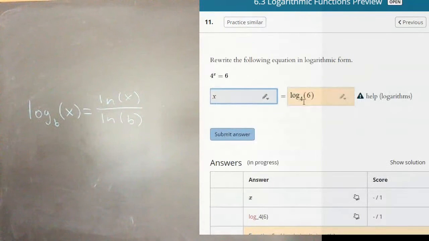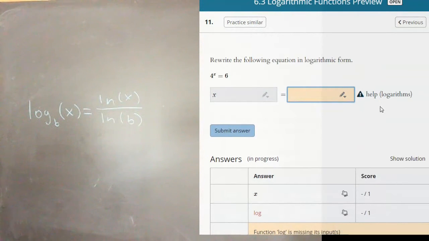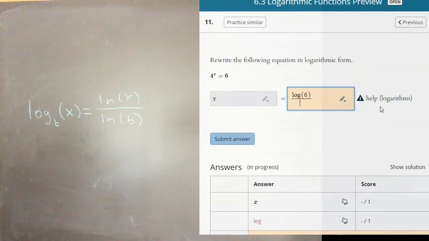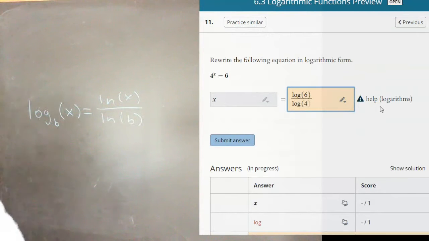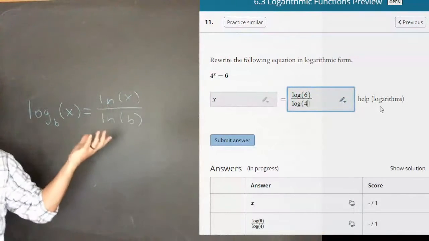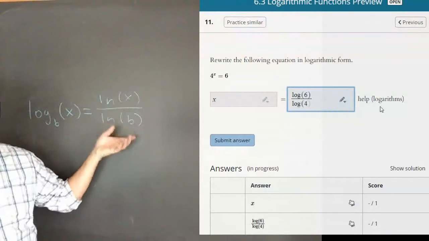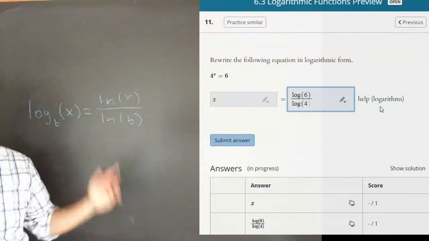So we'll hit the try again. And here, instead of log sub 4 of 6, we'll write it out as what they were saying. They're saying, try and write it like this: log of 6 divided by log of 4. And you'll notice that I used ln here, but it doesn't matter what base log you use. You can use log base 10 or the natural log or whatever you would like. This formula is called the change of base formula.